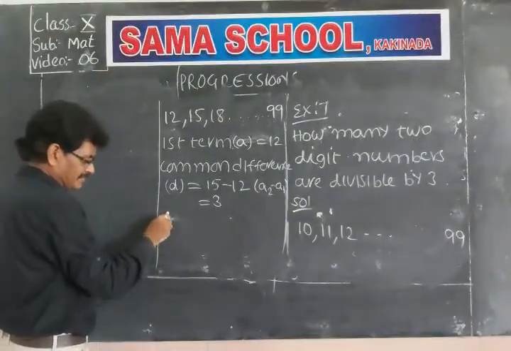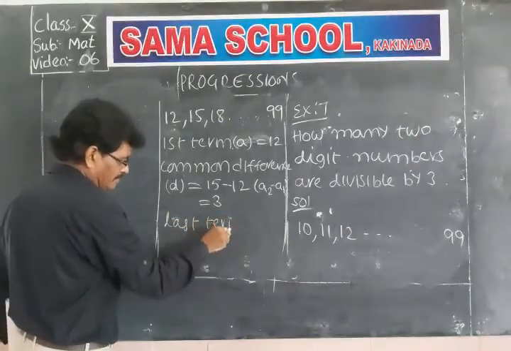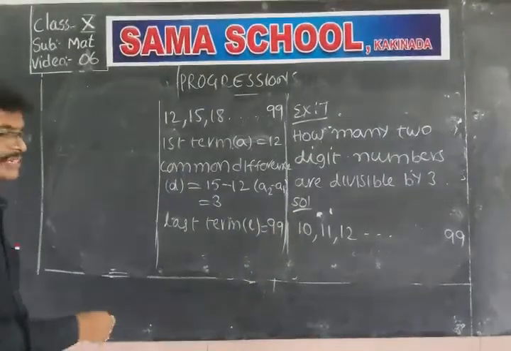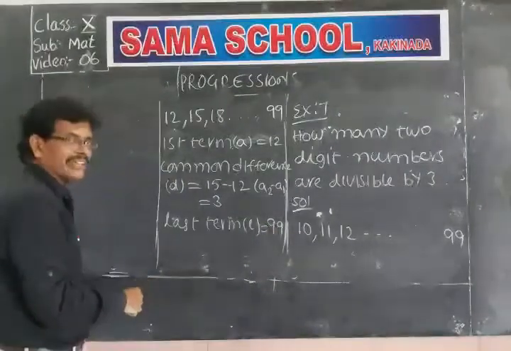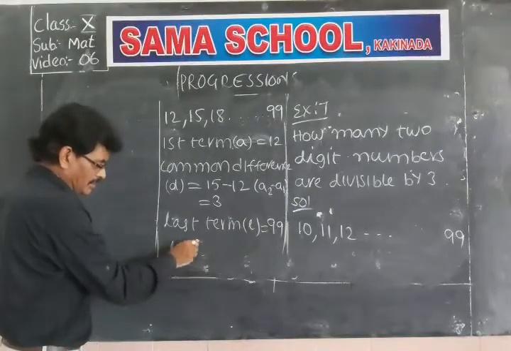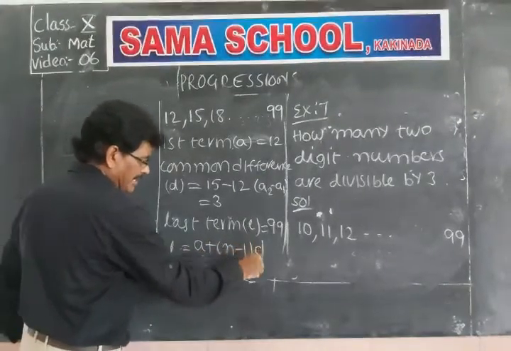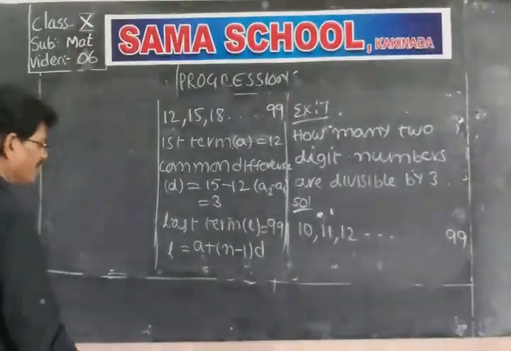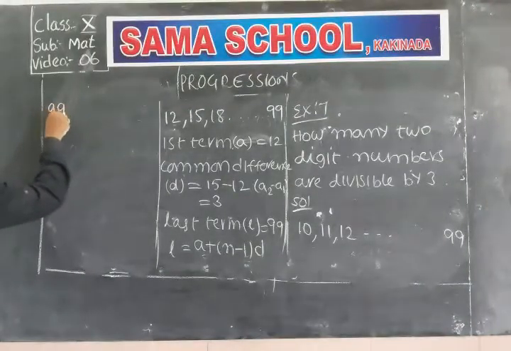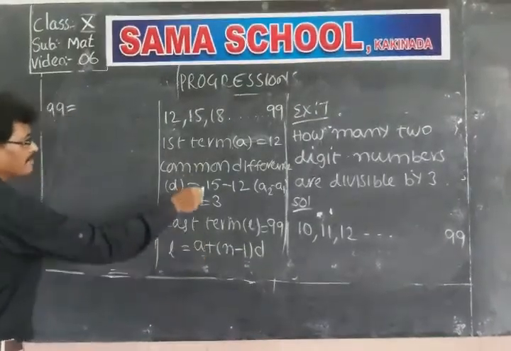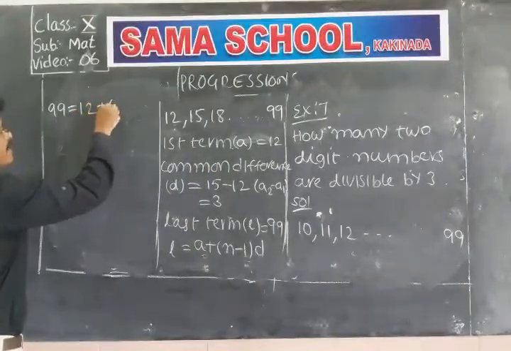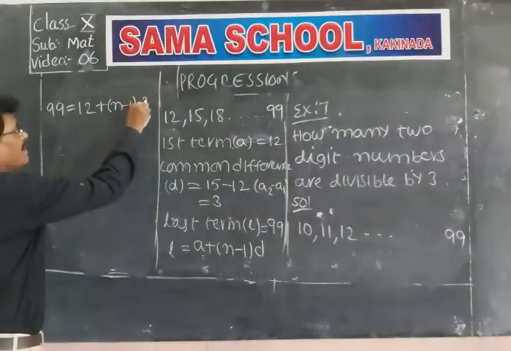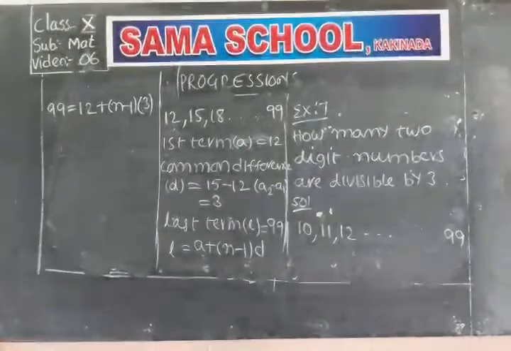Last term L is equal to 99. We learned this already before starting this topic. I explained the last term formula already. L is equal to A plus N minus 1 into D. So last term L, 99, is equal to A, first term 12, plus N, which we don't know, that's what we are finding now, N minus 1 into D. Common difference is 3.